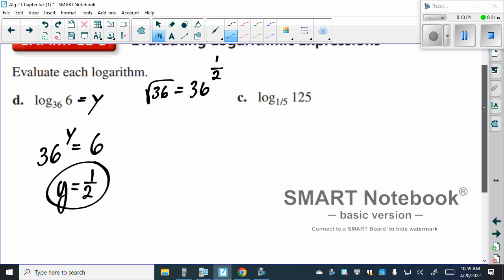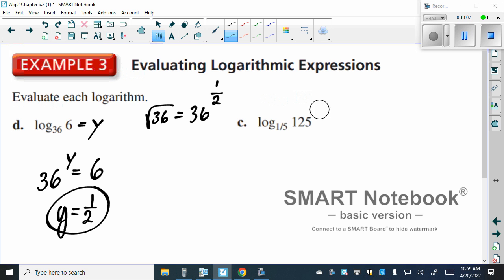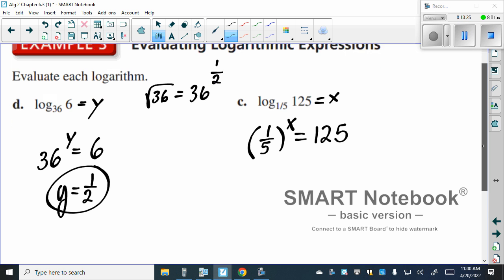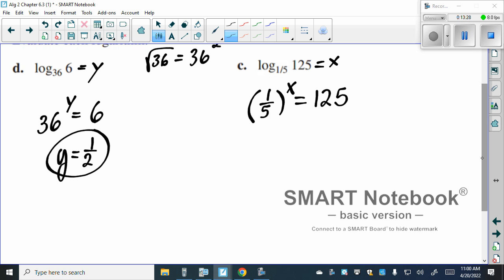Let's look at the last one here, or at least on this slide. So log base 1/5 of 125 is x. So if we rewrote this as an exponential, we would have what? 1/5 to the x equals 125. Well, we know if we're taking the 5 from the denominator to the numerator, we're going to have to make the exponent what? Negative. So I can move it up. It's really saying that I have 5 to the negative x equals 125.